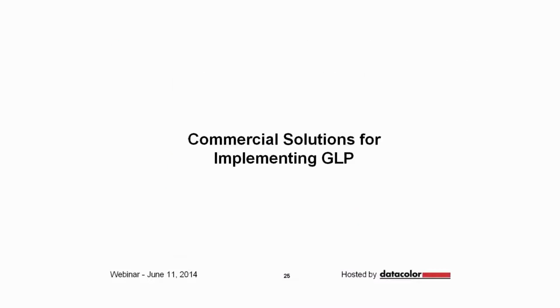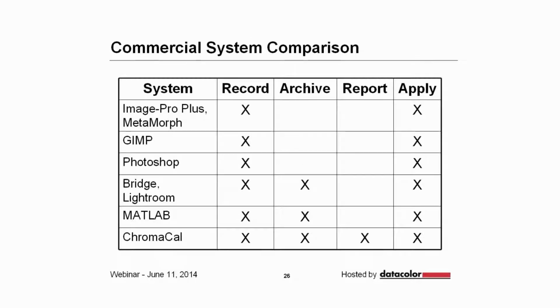So, how are you going to implement good laboratory practices within your lab or your work group? Well, you can do it by asking people to do it themselves, or you can use a commercial solution. And so in this instance, I have a software system comparison of a variety of different software programs, and certainly I don't have them all. This is just a scattering of programs. And in each instance, these programs can either record what you've done while you're working on the image, or they can archive it. And in this instance, I'm not talking about storage, I'm talking about ways that are instituted to prevent you from saving over the original image.